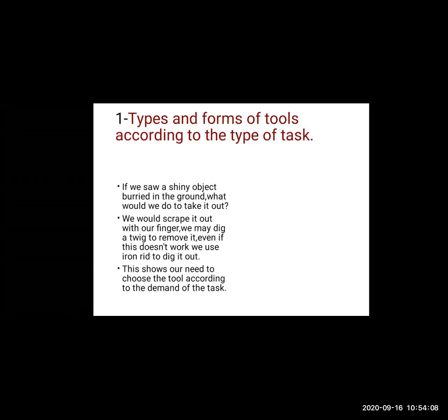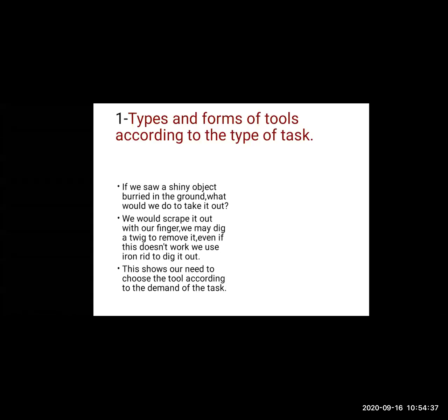Now when you want that object removed, what will you do? You will start scraping it out with your finger. Scraping means you will start to remove the upper layer of the soil with the help of your finger. And even if it does not work, you will take a stick, a twig, and start digging out the soil with the help of that twig.